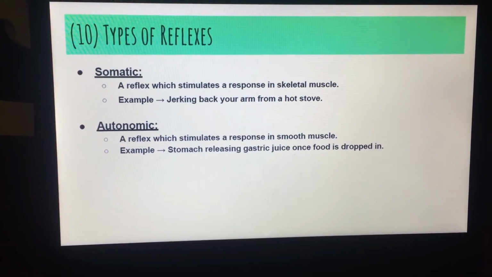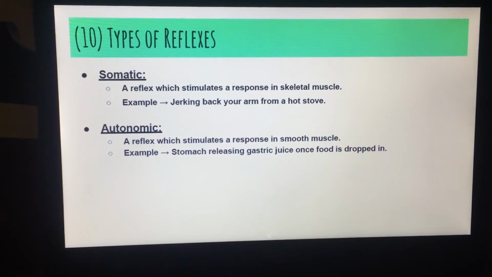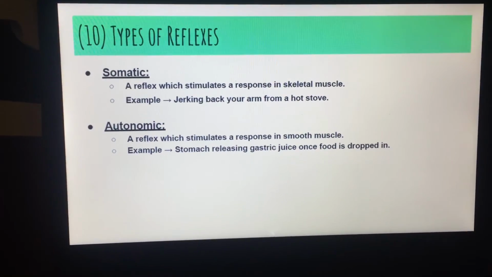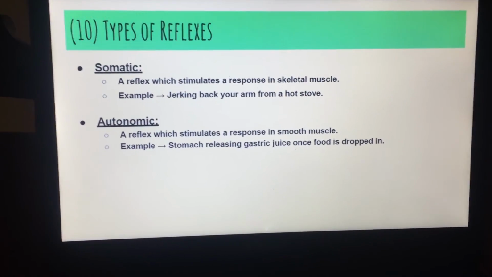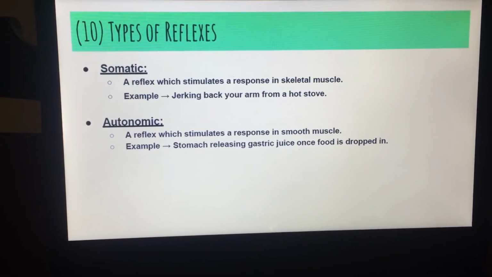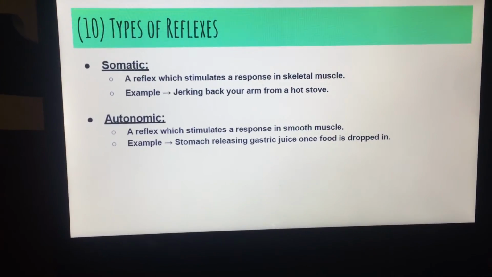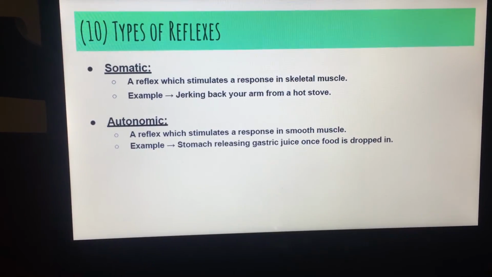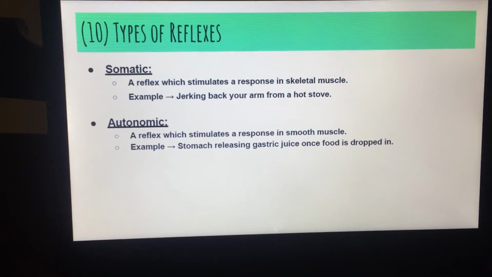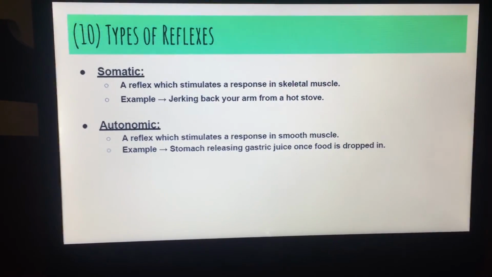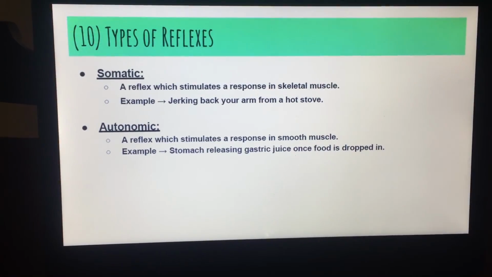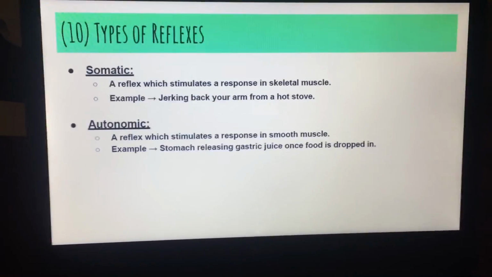An autonomic reflex typically refers to the stimulation of smooth muscle, but it also includes your heart, which is cardiac muscle. So in the case of an autonomic reflex, we're talking about basically internal organs: your lungs, your heart, your stomach, your intestines, your kidneys. Those all have their own pre-programmed reflexes, but they are triggered by the autonomic section of your reflex pre-programming.